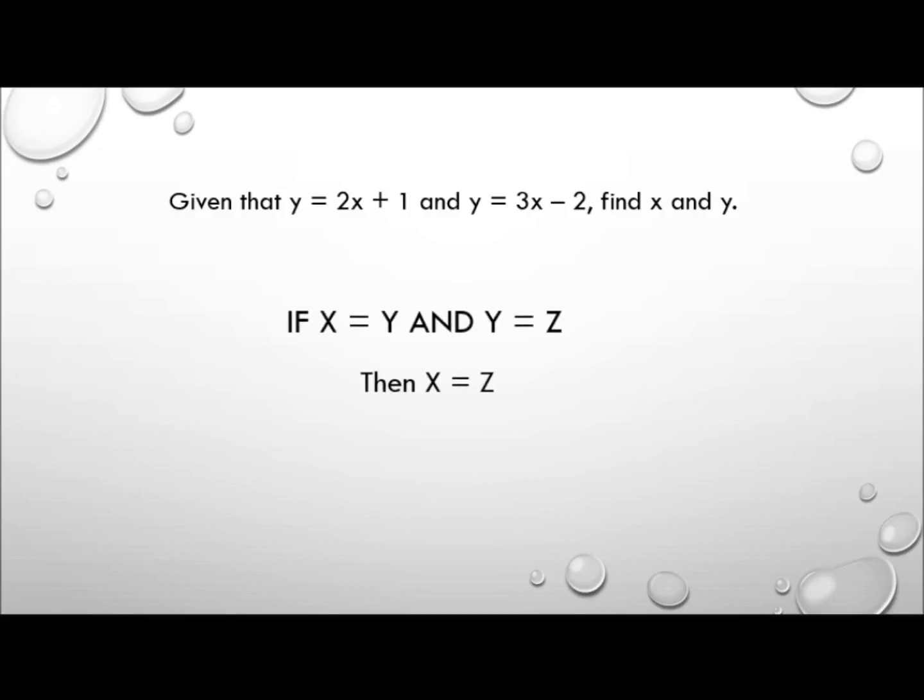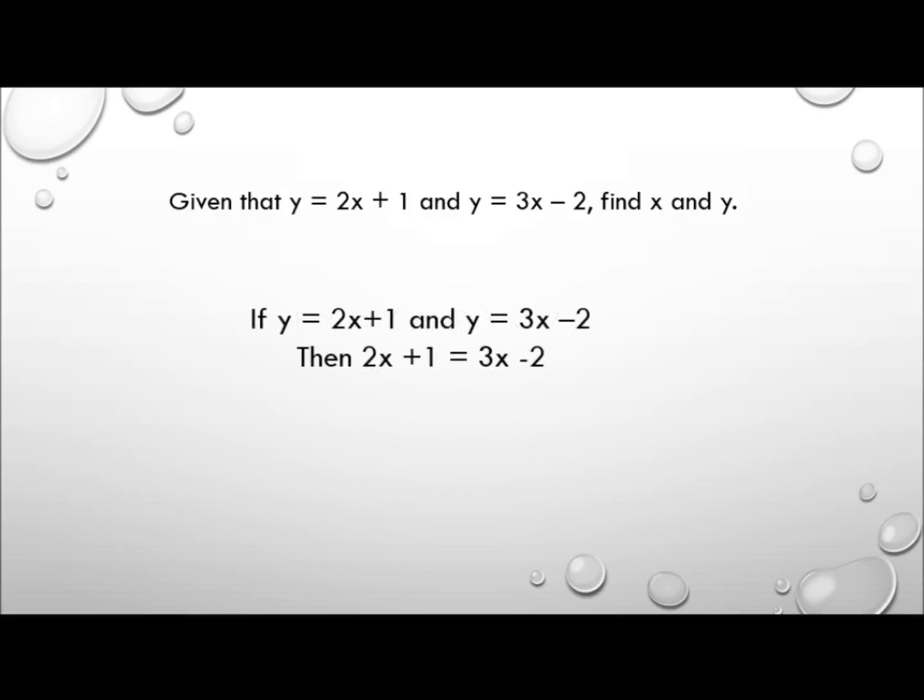Well, this all boils down to this concept of equality. If x equals y and y equals z, then x equals z. So if y equals 2x plus 1 and y equals 3x minus 2, then 2x plus 1 equals 3x minus 2.